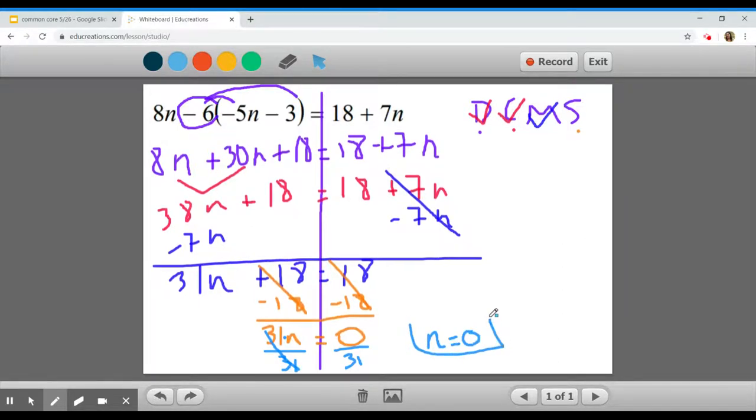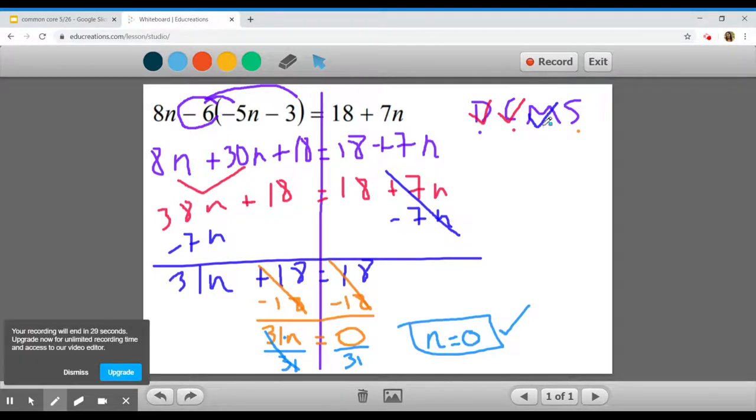I want to check that solution just to make sure I didn't make any mistakes. I would substitute it back in probably to the original, and I'm going to be able to figure out pretty quickly that 18 equals 18. This is my correct solution. When we get zeros or when we get fractions, people tend to think they made a mistake or that they did something wrong. If you can go back and figure out, yes, you distributed, you combined like terms, you got the variable to one side and you solved, you're good to go.